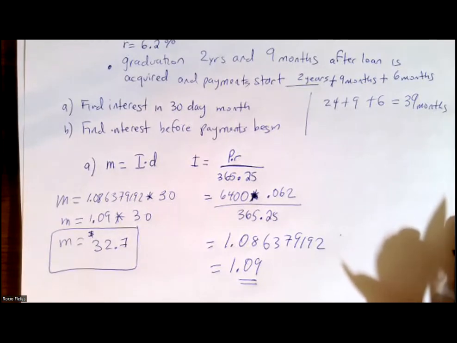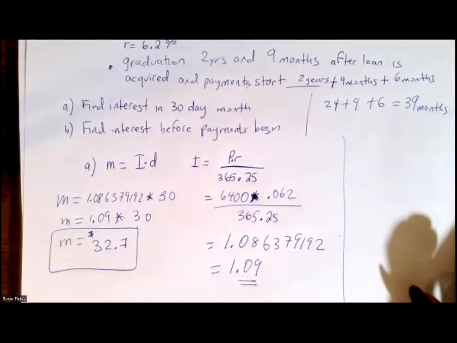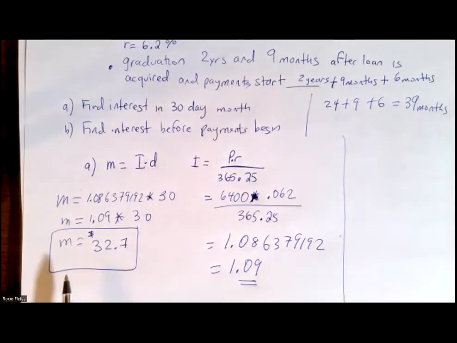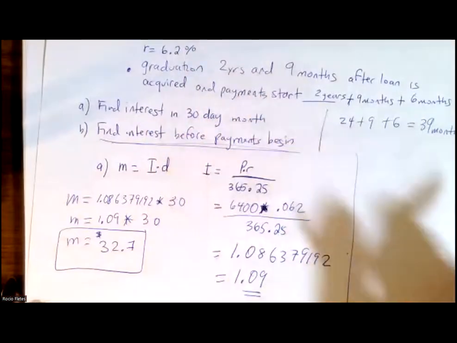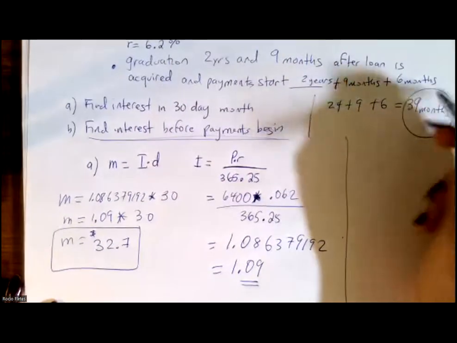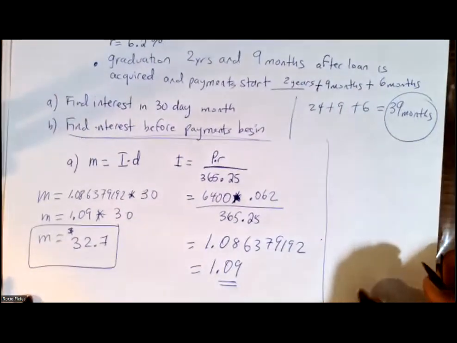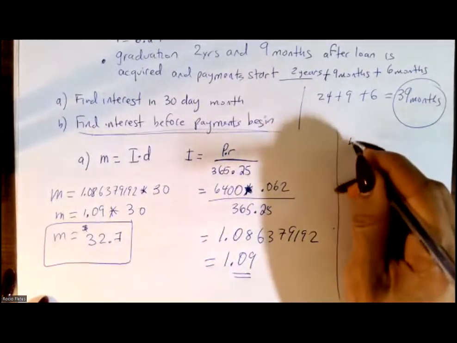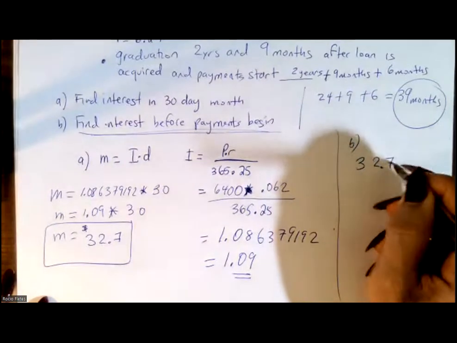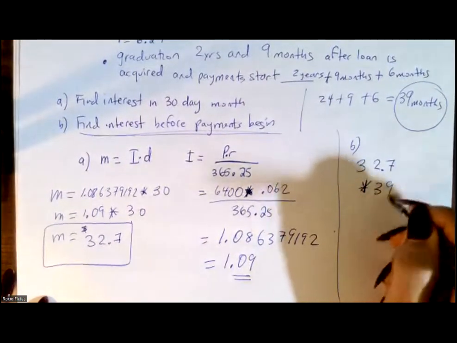That's what they're asking for part A. Now for part B, remember, this is interest in 1 month. That's just part A. If I want to find the interest before payments begin, well, we have 39 months before we start making payments. So for part B you're going to multiply 32.7 times 39 months.